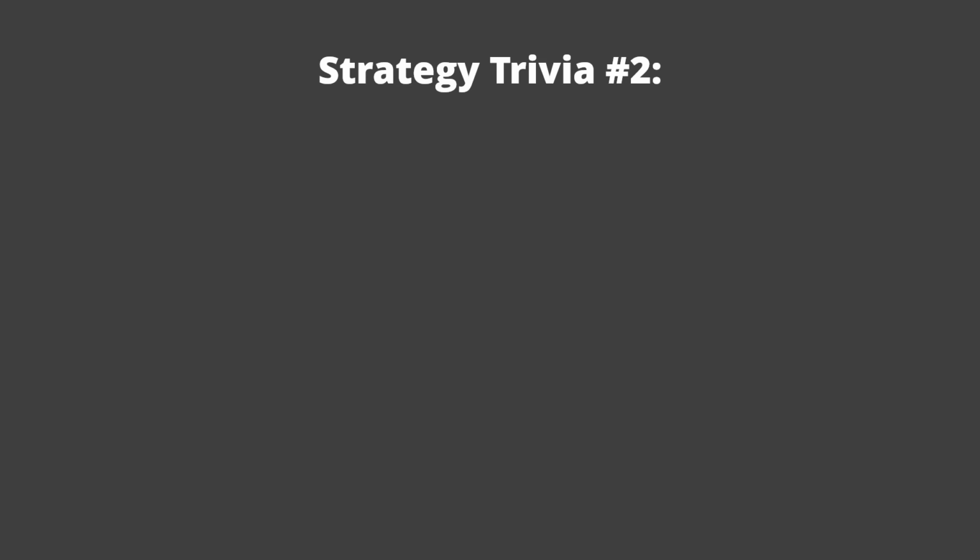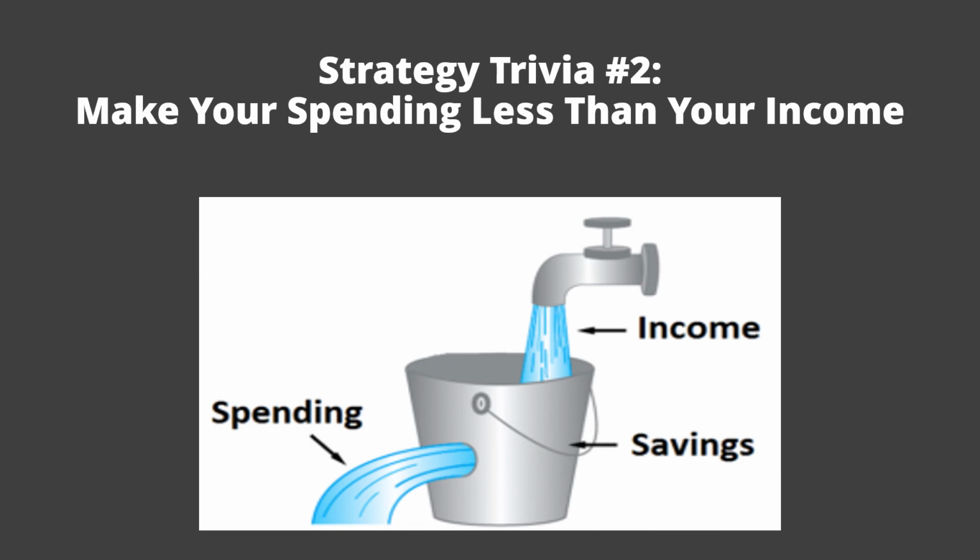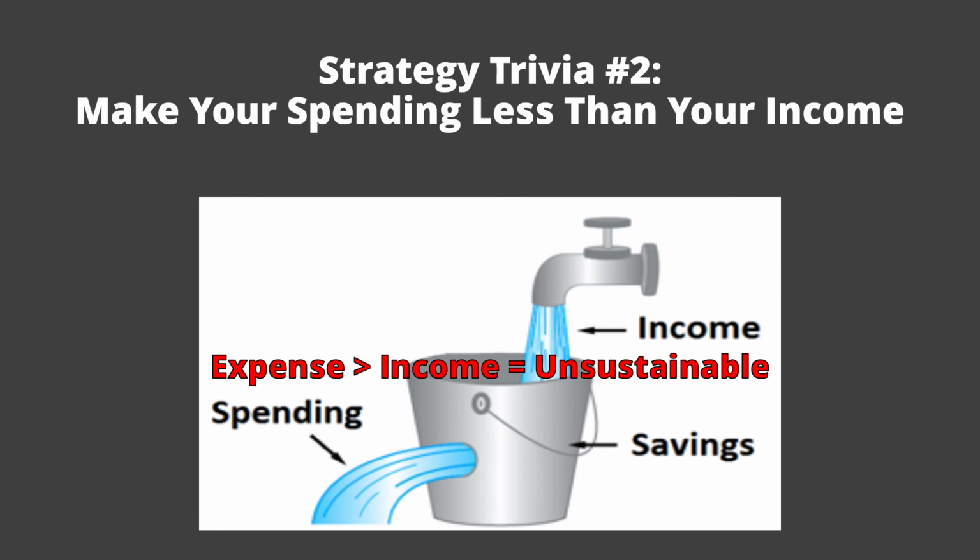All right, strategy trivia number 2. Make your spending less than your income. This is so simple, but it's just translating the parable from last time about the boy with the water bucket to actual strategy for you to implement with your goals. So remember, the boy couldn't fill up the bucket because he kept letting water slosh out. With your money, that translates to making your expenses less than your income. If your expenses are greater than your income, your financial situation is always going to be unsustainable, by definition. Your income must be greater than your expenses. That's how you create surplus.